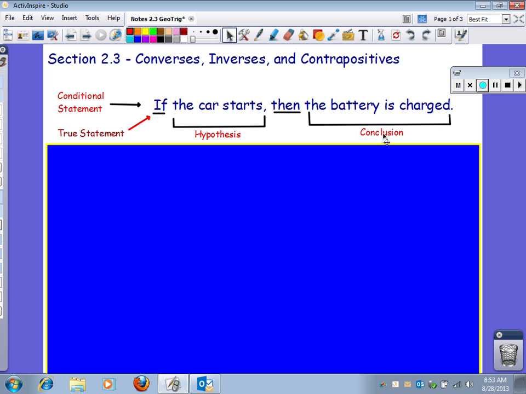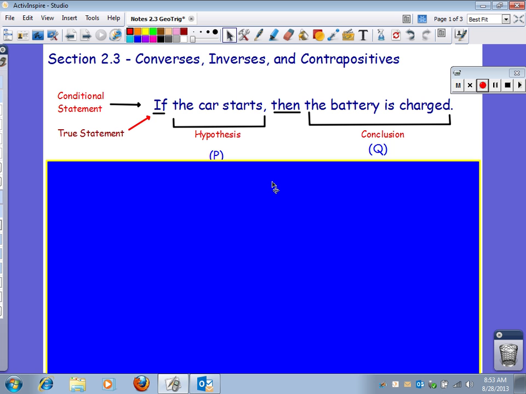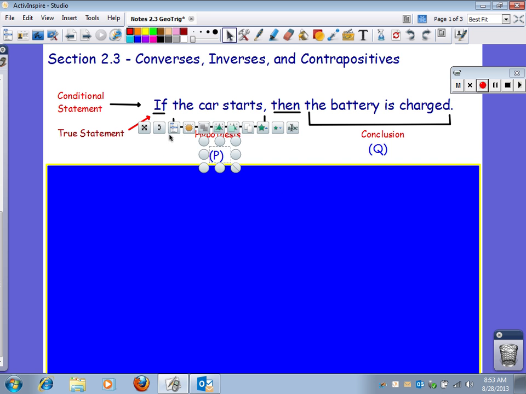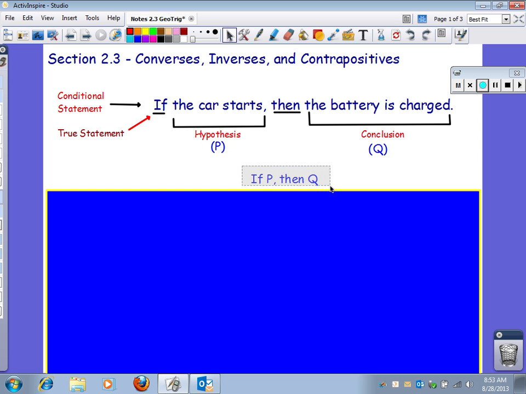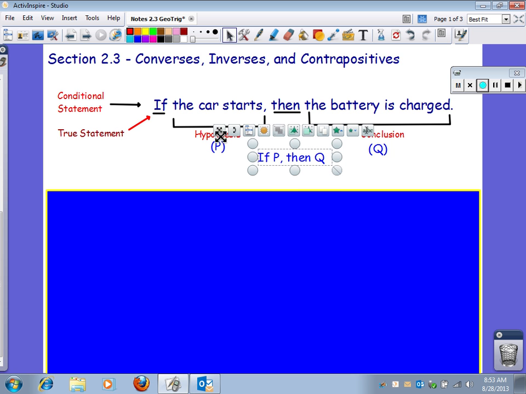Now we can also use symbols to talk about our hypothesis and conclusion. They use the letter P and the letter Q. The letter P is for our hypothesis, the letter Q is for our conclusion. It's just symbols that they use. They could use "if P, then Q" as another way of saying an if-then statement. If your hypothesis happens, which is P, then your conclusion has to happen, which is Q. So if P, then Q.